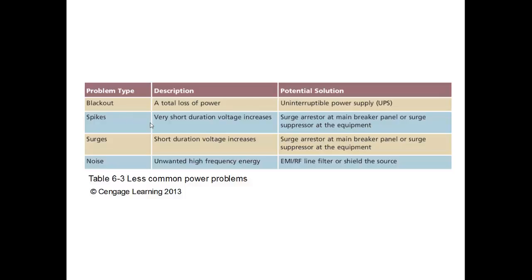Spikes are a very short duration of voltage increase. The way you could get around that would be to have a surge arrestor at the main breaker panel or a surge suppressor at the device. Surges are also a short duration of voltage increase, with the same potential solutions: a surge arrestor at the main breaker panel or a surge suppressor. And the last one here, electrical noise. This is unwanted high frequency energy, and the potential solution would be to shield the source or have a line filter.